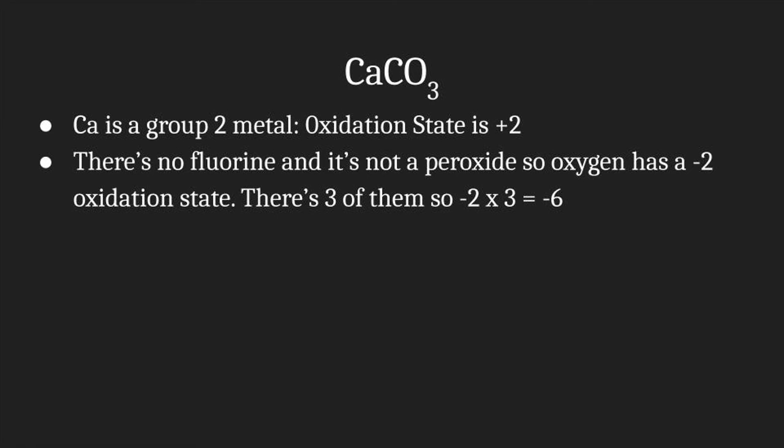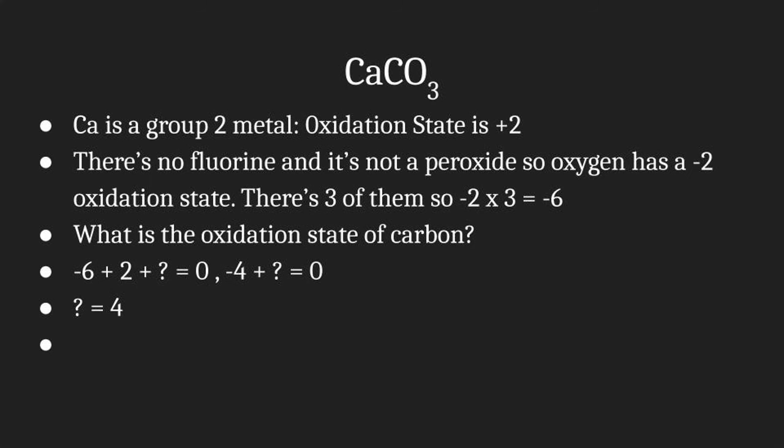First, we see Ca, which is a group 2 metal, so we know that its oxidation state will always be +2. And then, there's no fluorine and no peroxide, so we know that oxygen will have to have a -2 oxidation state. And there's 3 of them, so we multiply that to get -6 in total for the charge. So now, all that's left is to find the oxidation state of carbon.